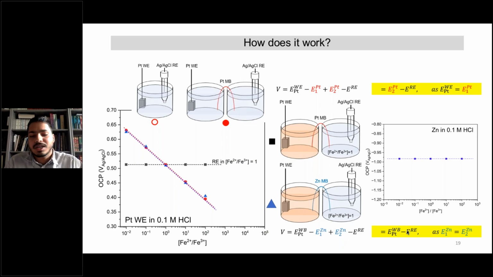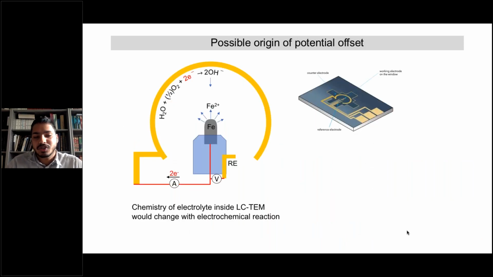But now you might be wondering why I'm talking about change in chemistry in both the beakers. Well, any electrochemical reaction would try to change the chemistry of your electrochemical cell, and the same goes with our liquid cell TEM. Here is an example: iron going into iron 2 plus, and then oxygen reduction reaction, increasing the pH. So all such cases may lead to a potential offset, because this reaction might not be happening in the beaker outside. So yeah, you might get some kind of potential offset.